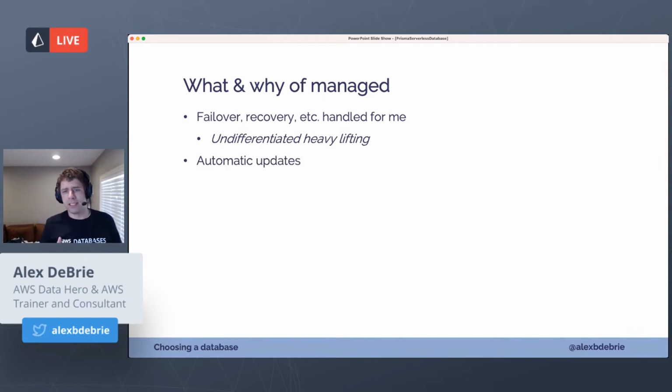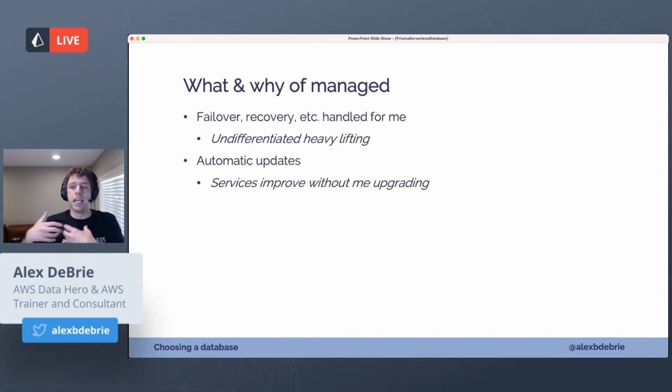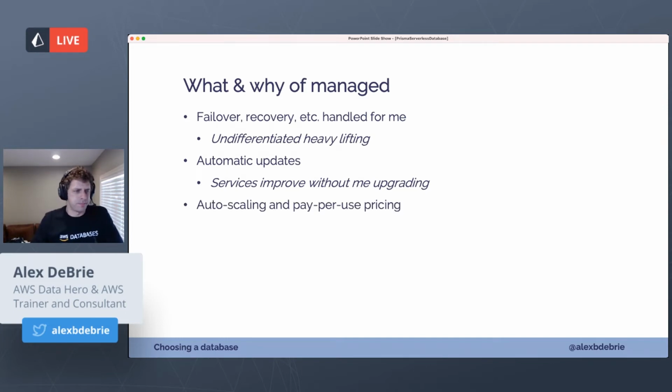Another aspect of managed that's nice is just getting automatic updates. And why this is so important is services improve without me upgrading, right? I don't have to log into my EC2 instance and stop my old version of Mongo and start my new one to get these new features. It's just updating all the time, getting better for me, getting faster. With Lambda, that could be just the improvements they've done with cold start, things like that, the improvements they've done around billing time calculation, just all sorts of things. Lambda, SQS, those are all getting better for me all the time. I like my database to do that as well.